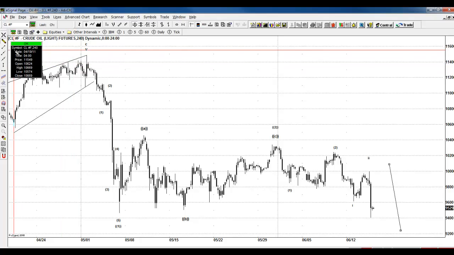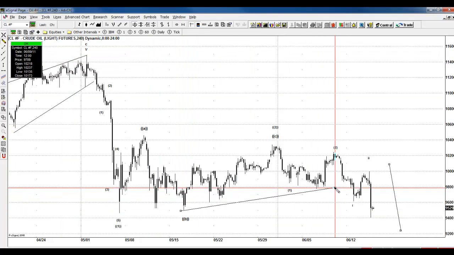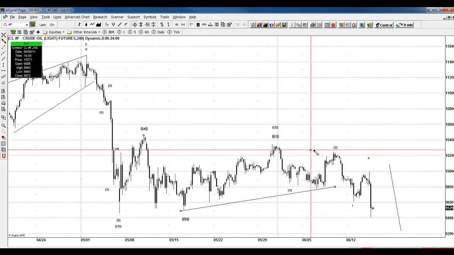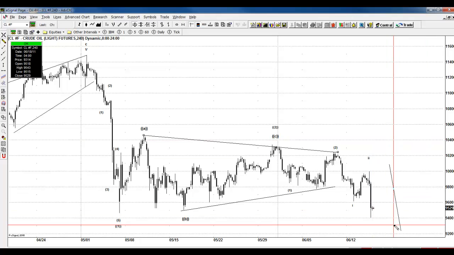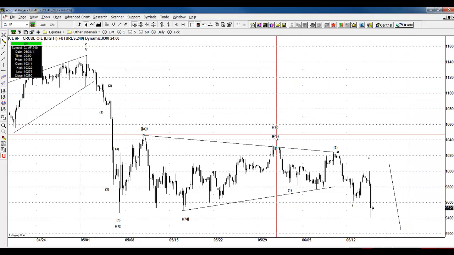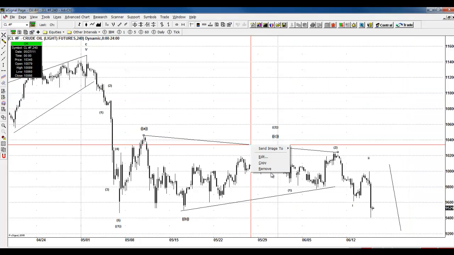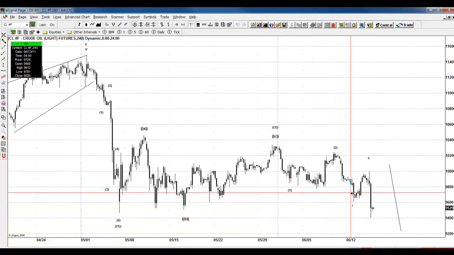Now, there is another scenario when you have a triangle, and the triangle is something like this, and then the triangle is going to take oil lower to around, I would say, 84 before bouncing back. That's the triangle. So which one is the correct one needs to be seen.